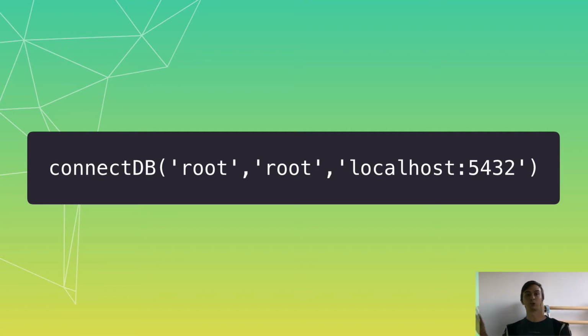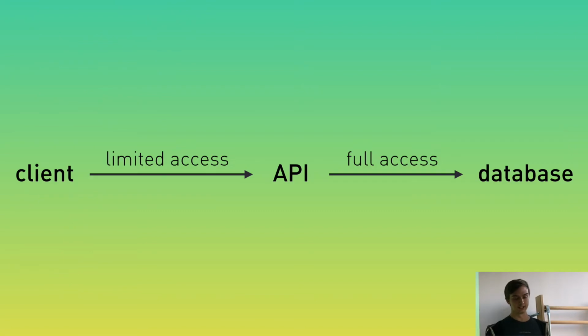That's what you would have in your regular Node.js backend. So in Node.js, you usually, at startup of your application, connect to your database. You connect to your database using some root user because you want to have the privileges to write into your database. So that's how a regular REST API structure would look. Your client has limited access to the API. Usually you use tokens or whatever you have. But your API server has full access on the database.